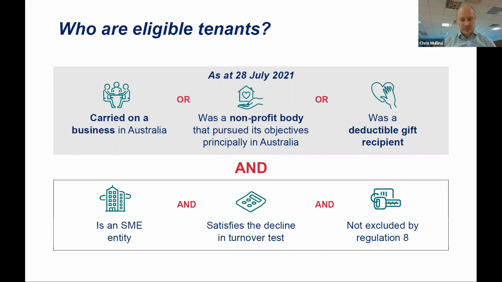Once you've satisfied that you're an SME, you then need to look at the decline in turnover on a non-group basis. Whereas the first test is done on a group basis, the second test is done on a non-group basis, and you're looking at the declining turnover of the particular entity that's looking to seek rent relief. So Daniel will go through the decline in turnover test shortly, and then you are not excluded by Regulation 8 or 7, which is that you're not operating an agricultural business, or you are part of a listed group, or you're either a listed company or a subsidiary of a listed company.